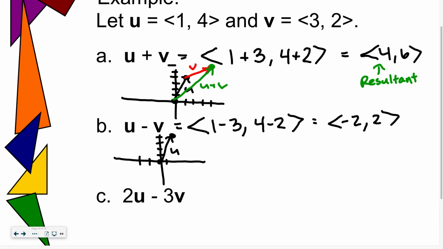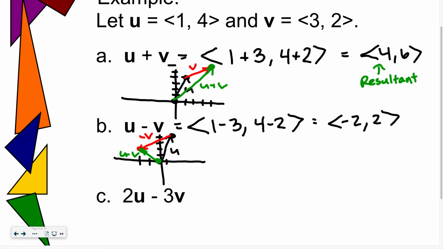So I would start at this terminal point. I'm going to go left 3. I'm going to go down 2. That's like negative v, the opposite of v. And so your resultant vector of negative 2, 2, it's still this little piece here from the origin 0, 0 to your final terminal point. Okay, negative 2, 2. That's u minus v. Feeling okay?